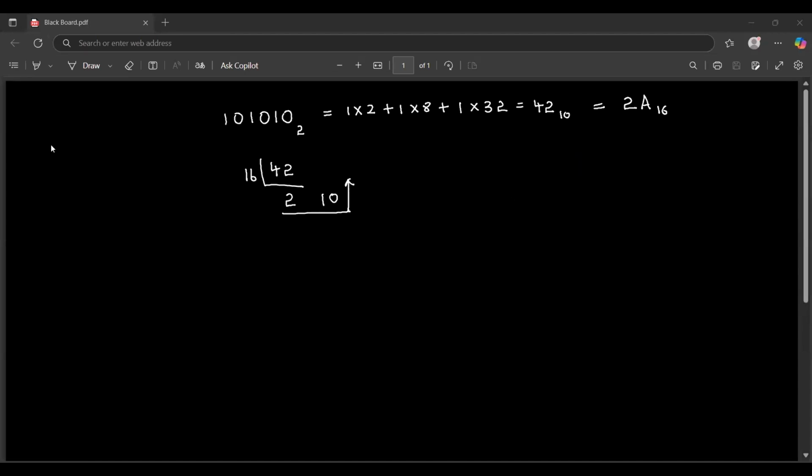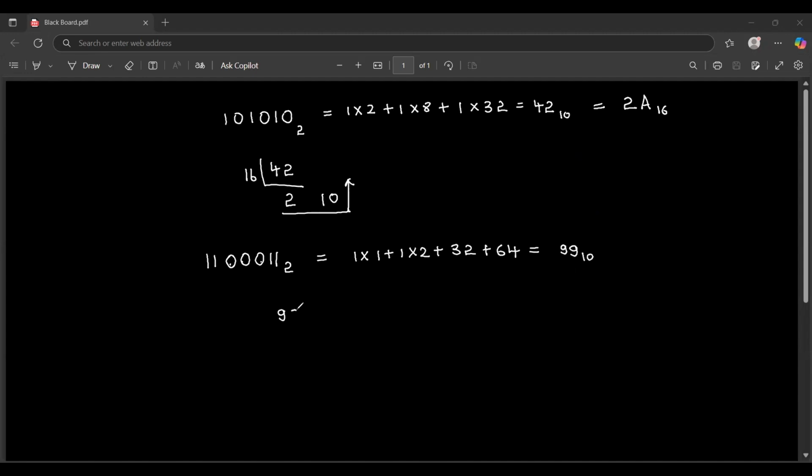So let's go to another question. Let's say we have 1100011 to the base 2. What will it be equal to? So 1 into 1 plus 1 into 2 plus no 4, no 8, no 16, but there is 32 and 64. I'll write them down directly, because I'm going to multiply by 1. So it will be 96, 98, and 99 to the base 10.